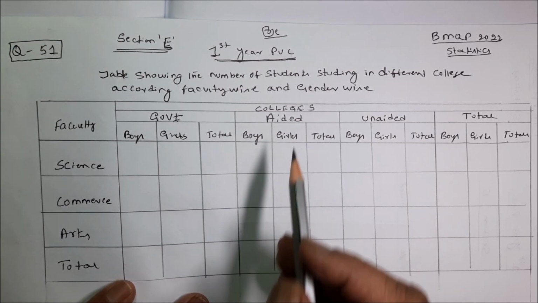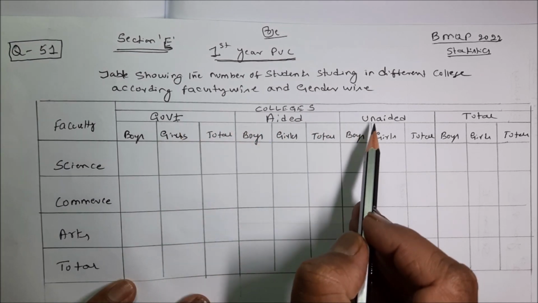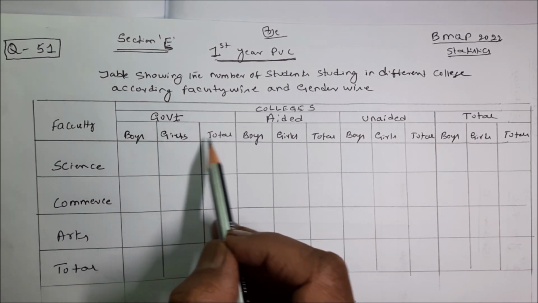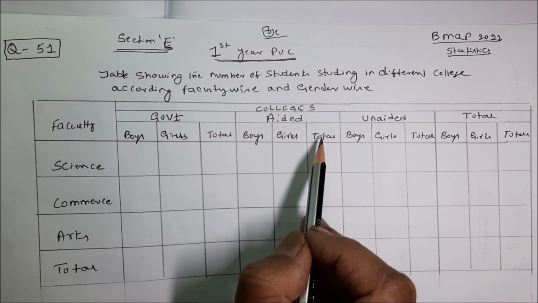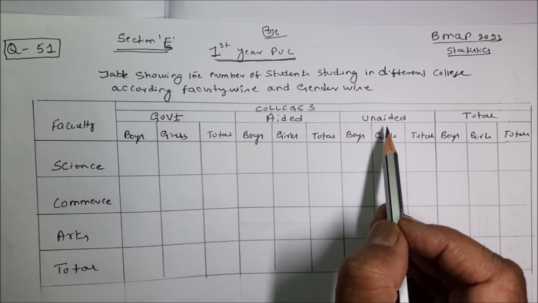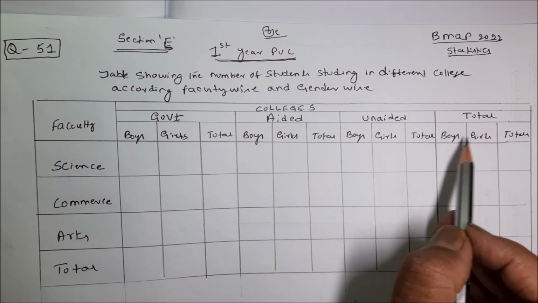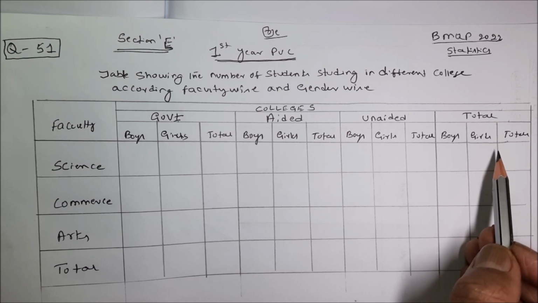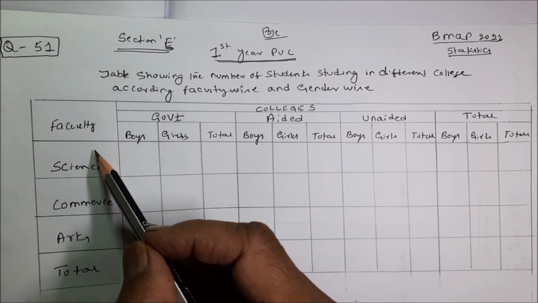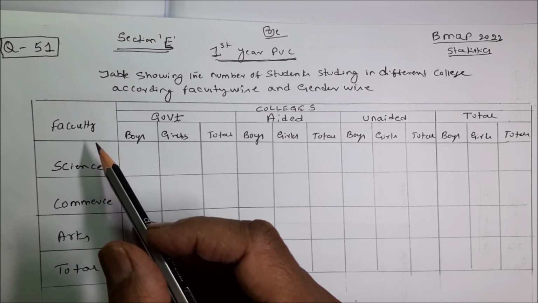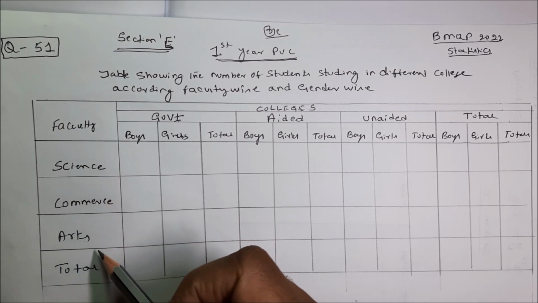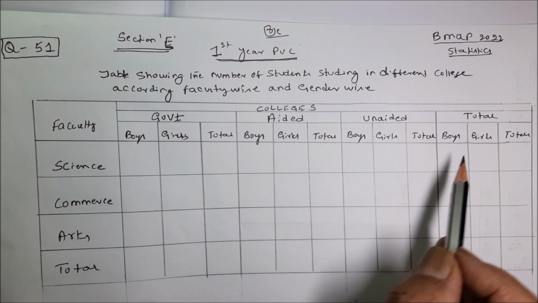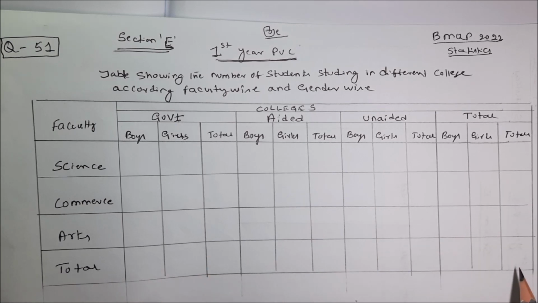I have done like this. Colleges: government, aided, unaided, total. In government colleges, boys, girls, total. Aided, boys, girls, total. In unaided, boys, girls, total. Then total, boys, girls. That means government plus aided and unaided, it is the grand total. Then faculty. Faculty means discipline. They are from which discipline? Science, commerce, arts. So science, boys and girls total. Aided, boys, girls total. Unaided, boys and girls total. And grand total of this one.